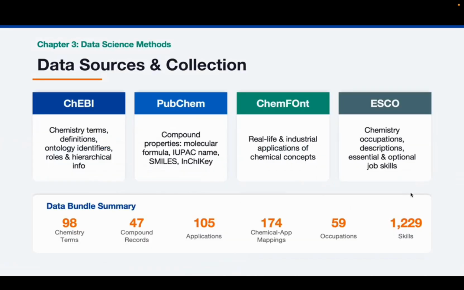We integrated 4 public data sources. ChEBI contributed chemistry terms, definitions, and ontology identifiers. PubChem supplied compound properties. ChemFount provided real-life and industrial applications. ESCO contributed chemistry occupations and job skills. The final dataset contains 98 chemistry terms, 47 compounds, 105 applications, 174 chemical application mappings, 59 occupations, and 1,229 skills.